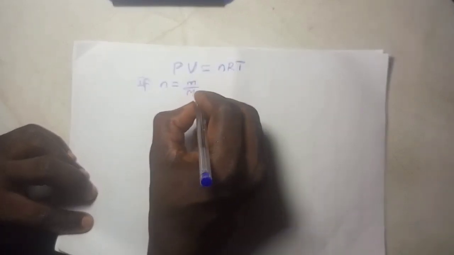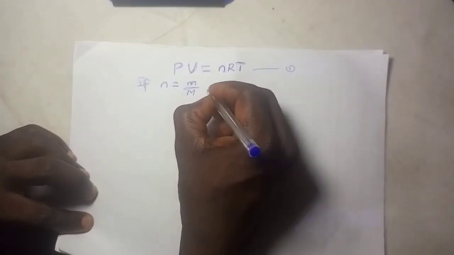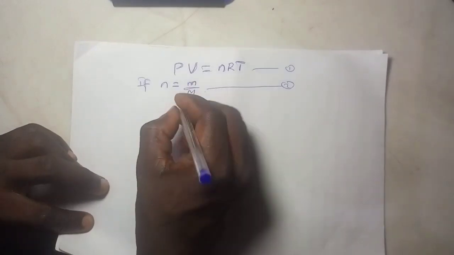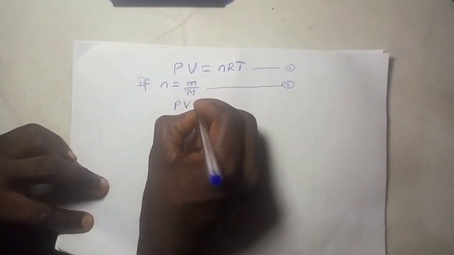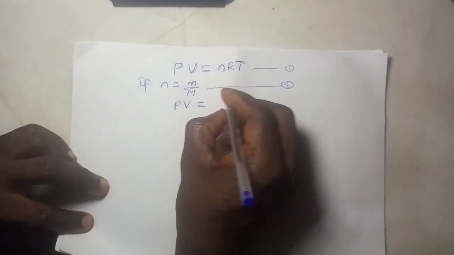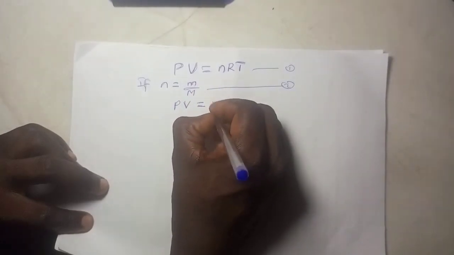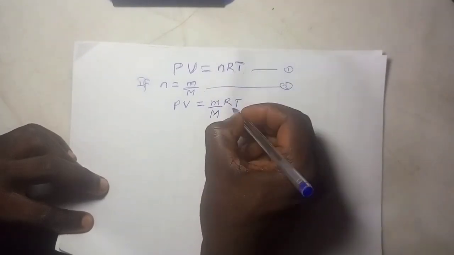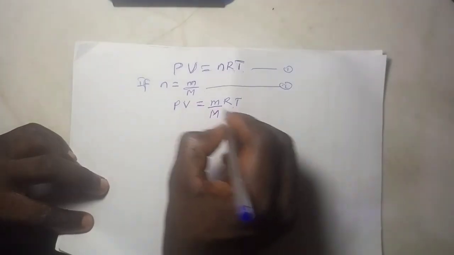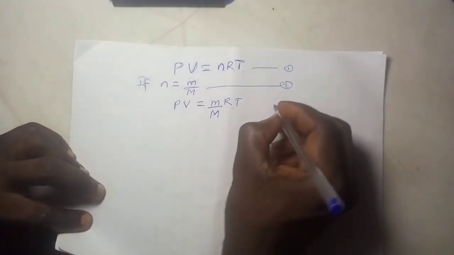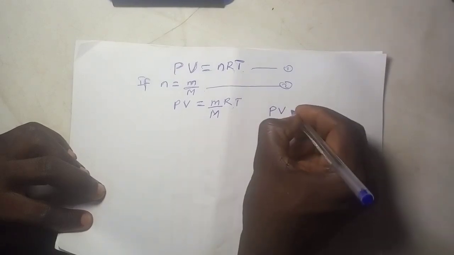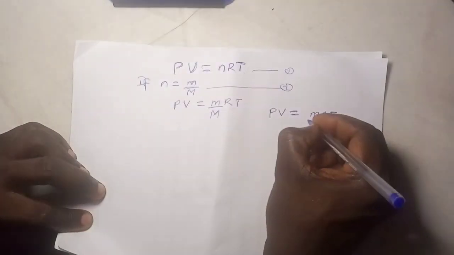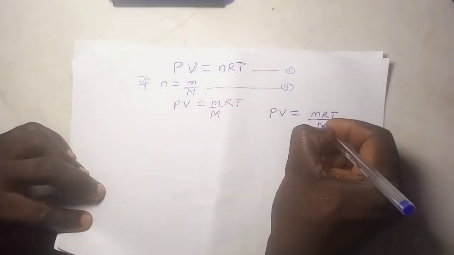Now if this is equation 1 and this is equation 2, just simply substitute equation 2 into equation 1. That means you are going to have PV is equal to, what is n? Mass in gram over molar mass. You put it here, then you have RT. This RT will continue. Okay, this is another formula. That means you are going to have PV is equal to small m RT over capital M. This is another formula.